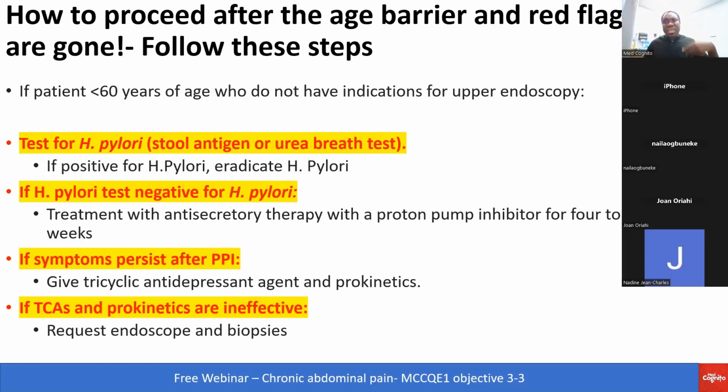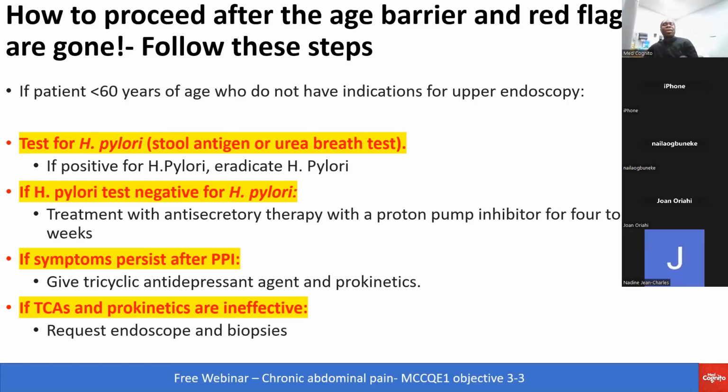This is another thing. Assuming I tell you in your questions that this patient is 45 years, the H. pylori test was negative. We've given proton pump inhibitors for about 8 weeks, but we are not seeing any improvement. What is the next best step? The next best step is that you can give the patient a tricyclic antidepressant and a prokinetic. So the tricyclic antidepressant can be amitriptyline, nortriptyline, and then a prokinetic can be metoclopramide, domperidone.